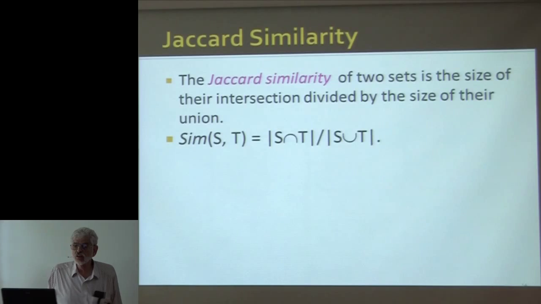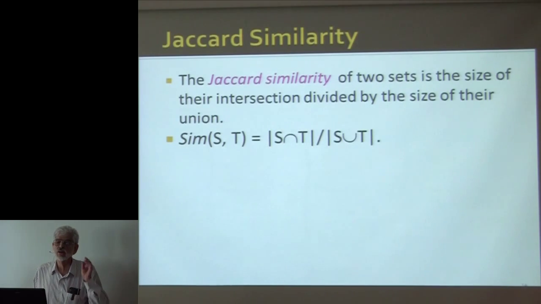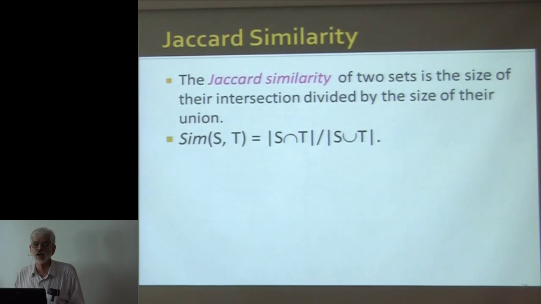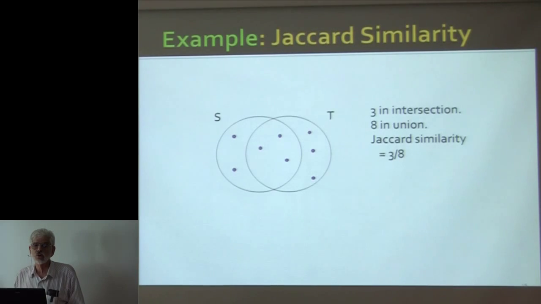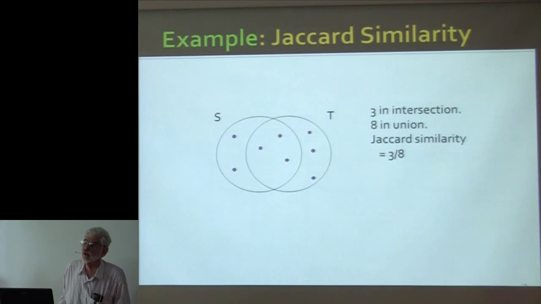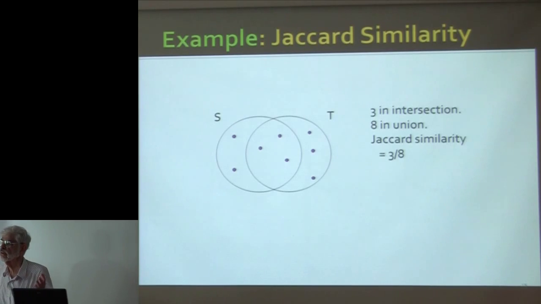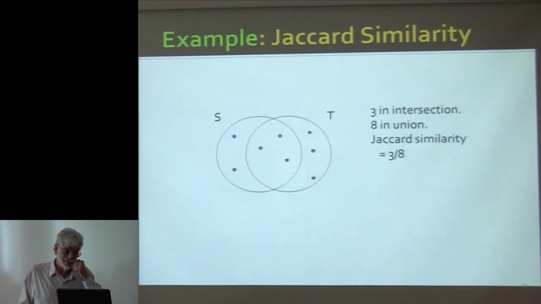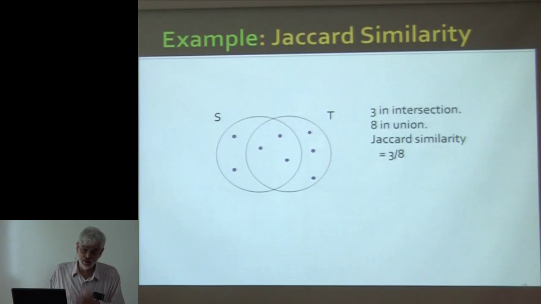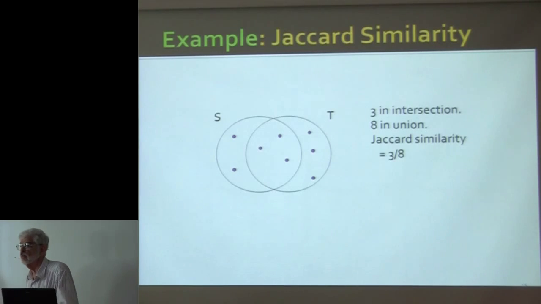Okay, so the Jaccard similarity of two sets is defined here. It's the size of the intersection divided by the size of the union. So here are two sets. Their intersection is of size 3, and the union is of size 8. So their Jaccard similarity is 3/8. And if you think about it, that's a pretty high similarity, right? If I picked random sets of points on a plane, I would not get that much similarity. Jaccard similarity obviously goes from 0 to 1. 0 means completely disjoint. 1 means they're the same set.